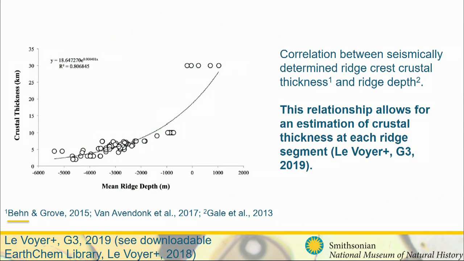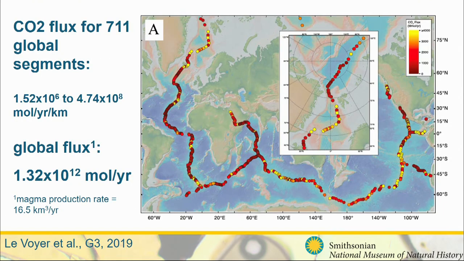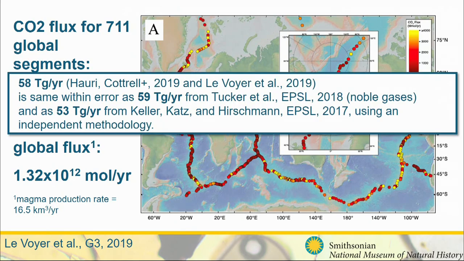So with this, we have a lot of power because we can now calculate a global flux because we have magma productivity. And we get 1.3 times 10 to the 12th moles per year. What I think is great about this is that this translates to 58 teragrams per year.